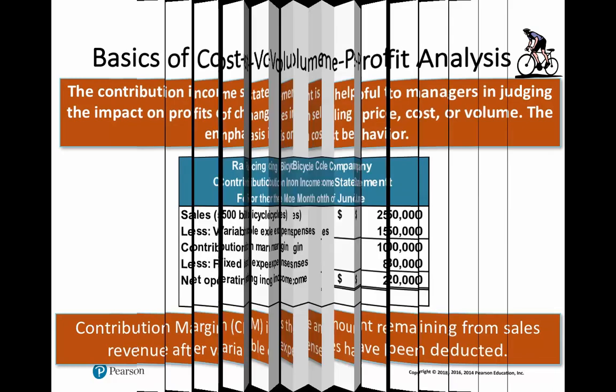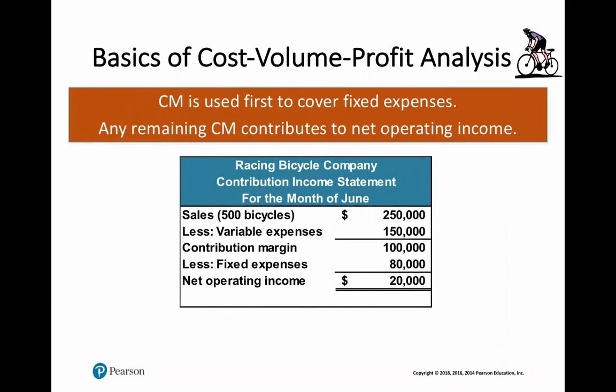All right? So again, our contribution margin is first used to cover our fixed expenses. We can see there it's contribution margin less fixed expenses. So we cover our fixed expenses. We have to pay all those vendors, all of our employees if it's a salary, all the utility costs, etc. And then whatever's left over is our net operating income.